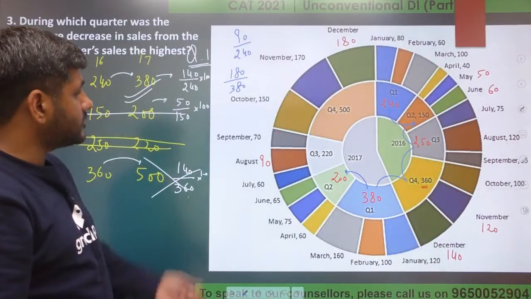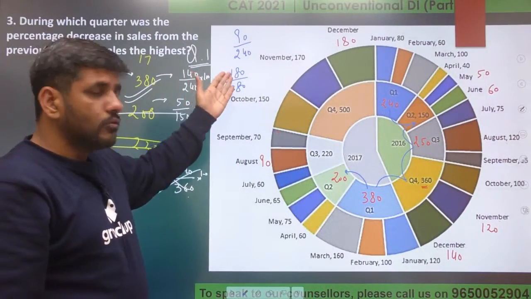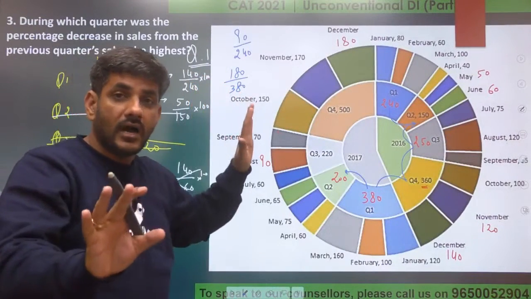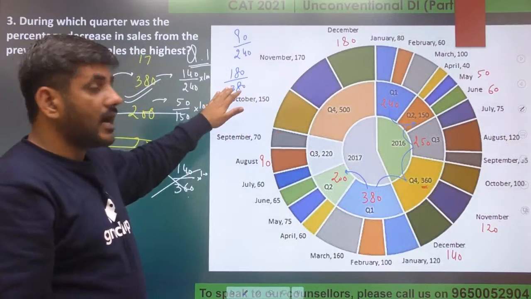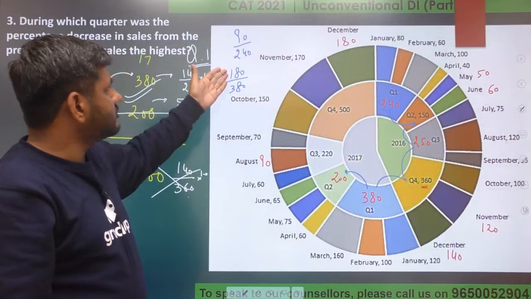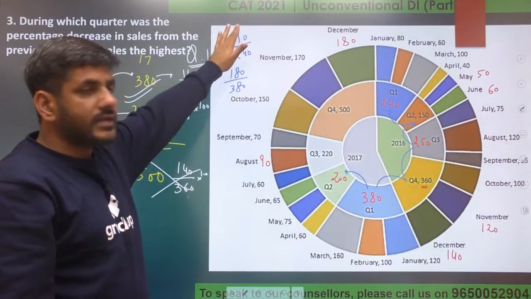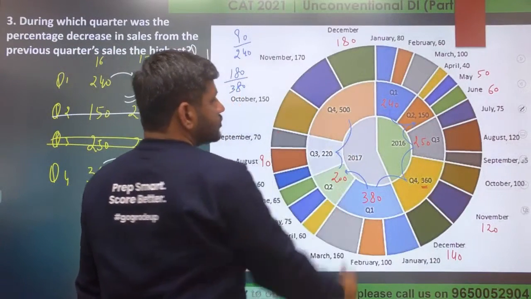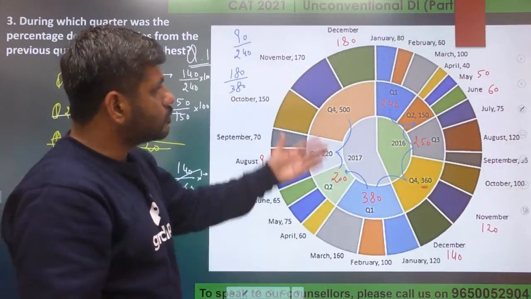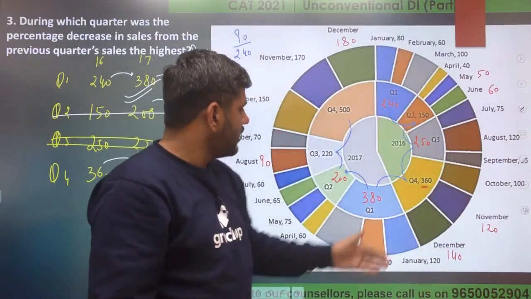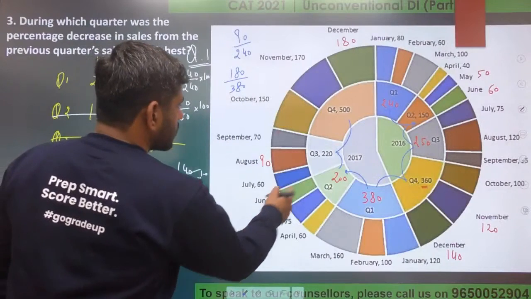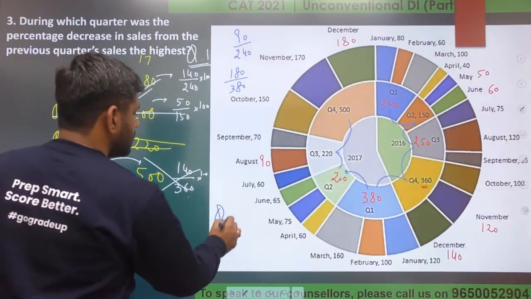180 on a base of 380, and this is definitely approximately 50%. Half of 380 is 190. This is very close to 190, so this is definitely higher than that. Let's look ahead, it is again an increase. So quarter-wise, the decrease has happened only twice, from here to here and from here to here.